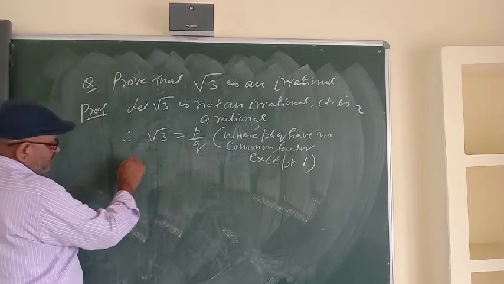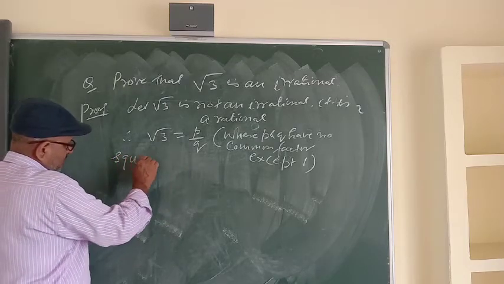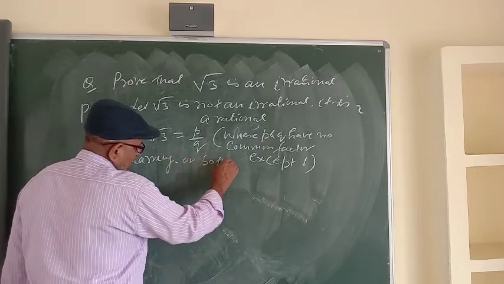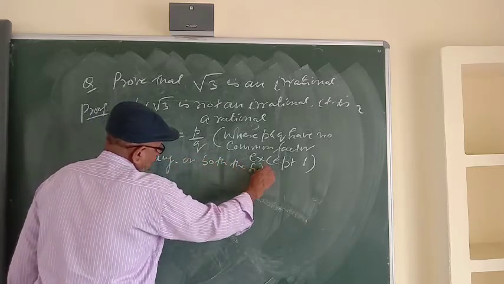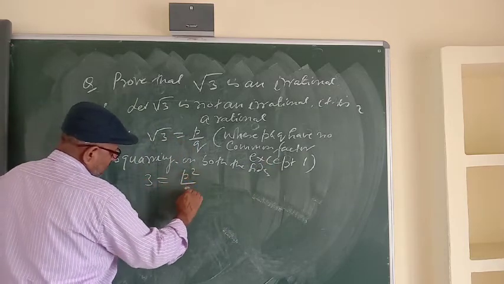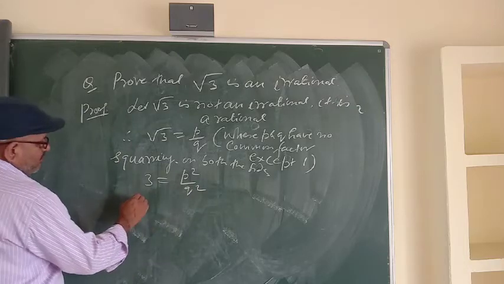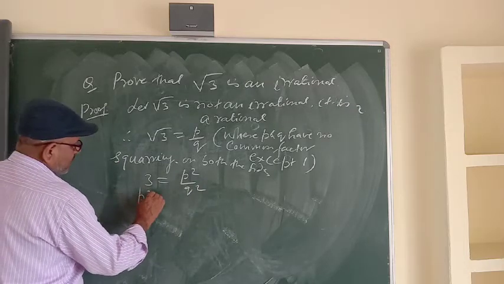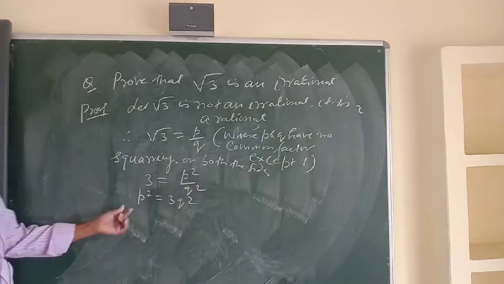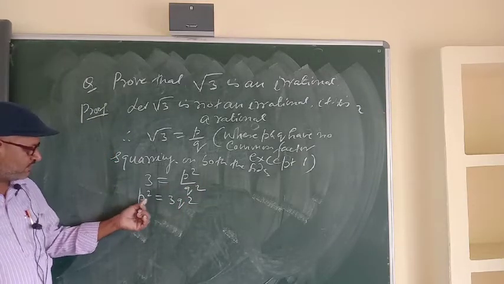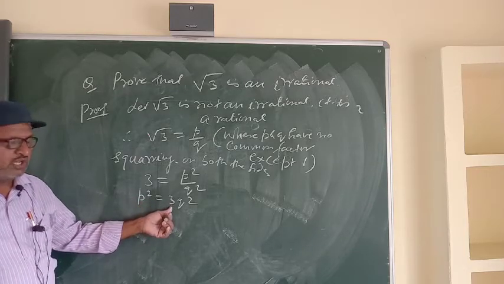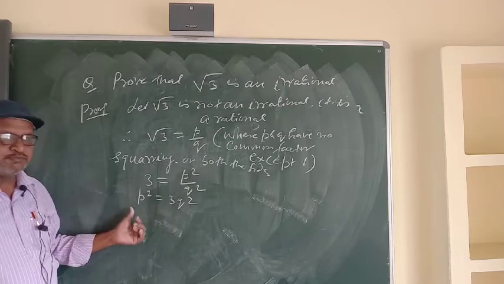Squaring on both sides. So what will we get? We will get 3 equal to p square upon q square. Cross multiply. We will get p square is equal to 3q square. So what do we see here? p square is a multiple of 3. It means p square is divisible by 3. Or we can say that 3 divides p square.